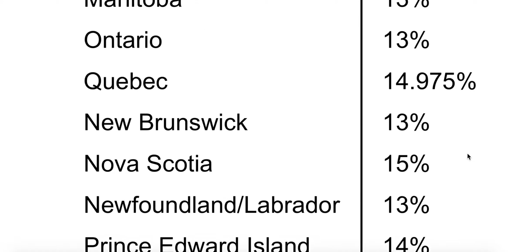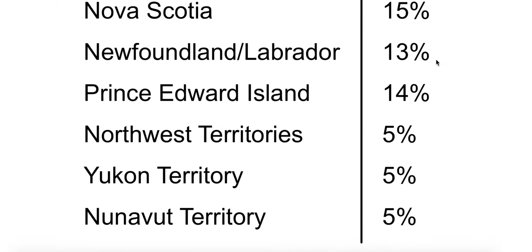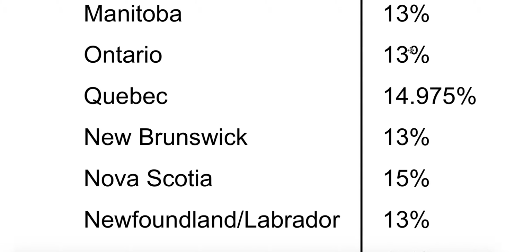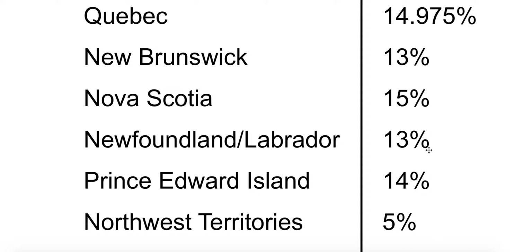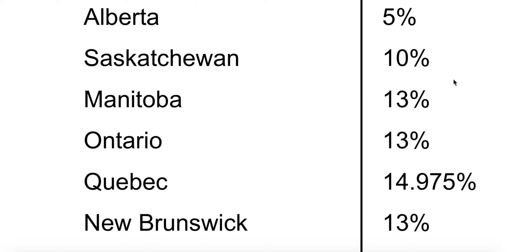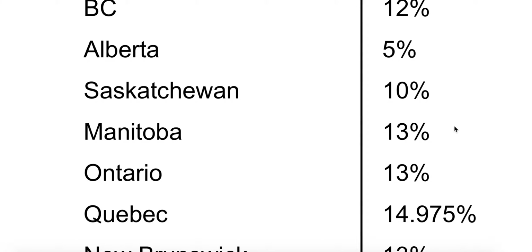So the lowest province is Alberta, and the highest province is Nova Scotia. We actually fall kind of in the middle there with provinces anyways, with 13. There's a bunch of 13s, a 14, a 14.975, and a 15. So we're not too high, but we're not low either if you look at other provinces that are significantly lower than us. Okay.